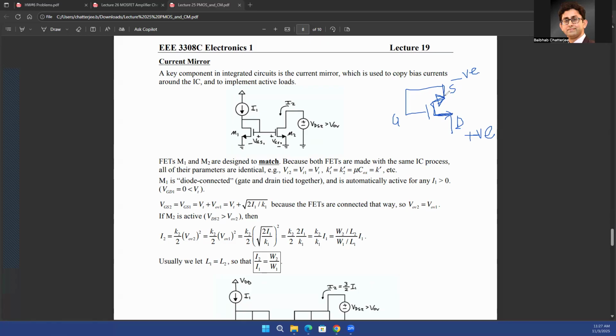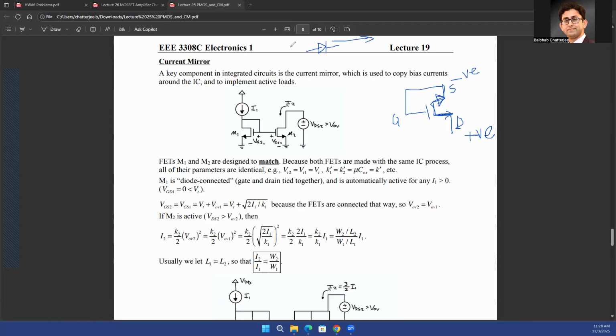Now what do you have for the transistor? Your gate and source are connected. If your gate and source are connected, your VGS is 0, so unless your threshold voltage is also 0, the transistor can never be on. And that is the reason why we call it diode connected: current only flows in one direction.